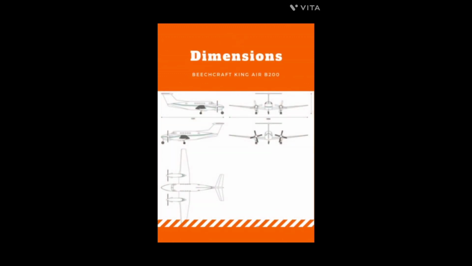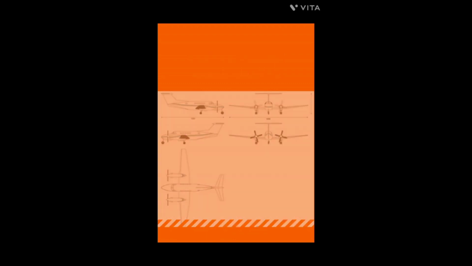These are the dimensions of the aircraft from different angles. It shows its top view, left and right view, and also front and back view.